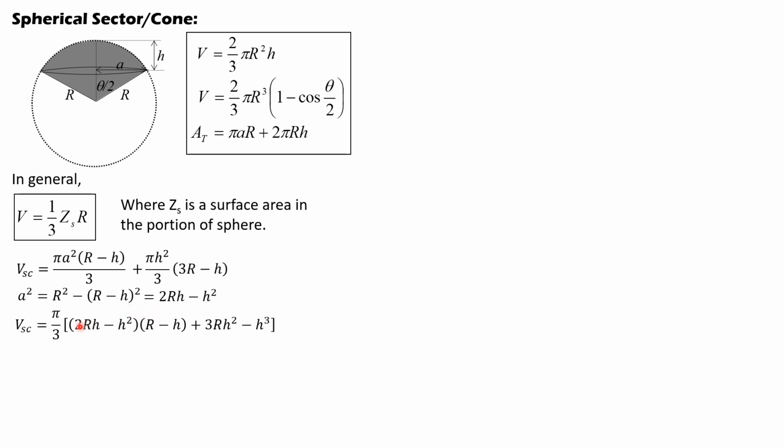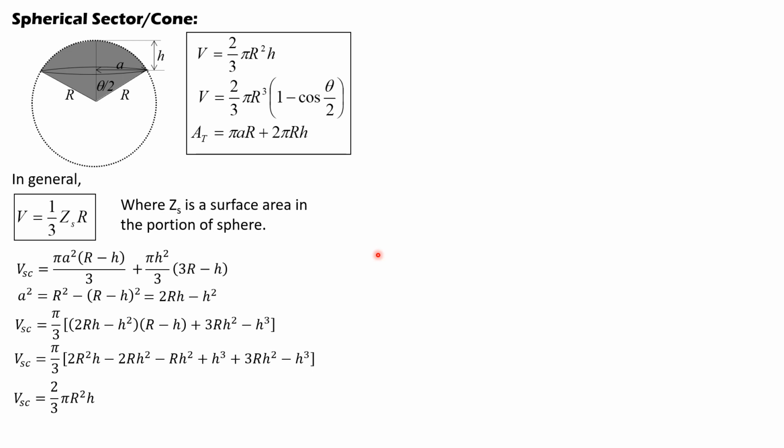If we expand the inner terms in the brackets, we have 2r squared h, then minus 2rh squared, minus rh squared, plus h cubed. Then we just copy these last two terms. So the volume is pi over 3 times the quantity 2r squared h minus 2rh squared minus rh squared plus h cubed, then plus 3rh squared minus h cubed. Cancel out h cubed. The 3rh squared and the negative 2rh squared and negative rh squared, which is negative 3rh squared, will cancel. So the remaining term is just 2r squared h, and times pi over 3 that is 2/3 pi r squared h. That's why the volume of a spherical sector or spherical cone is 2/3 pi r squared h.